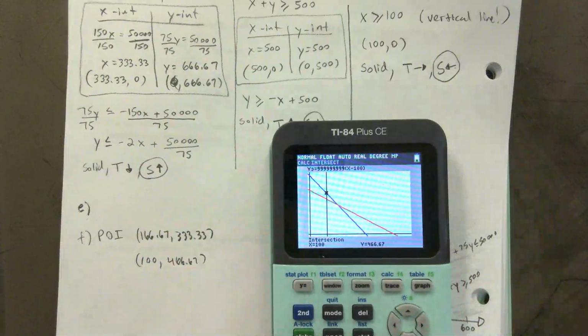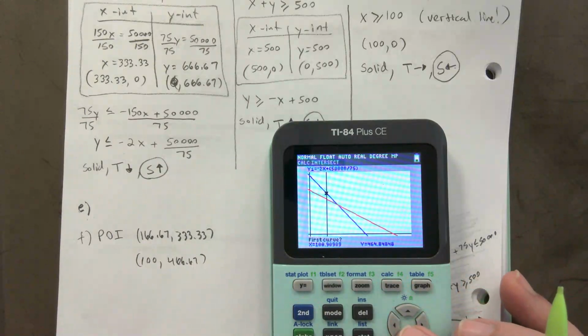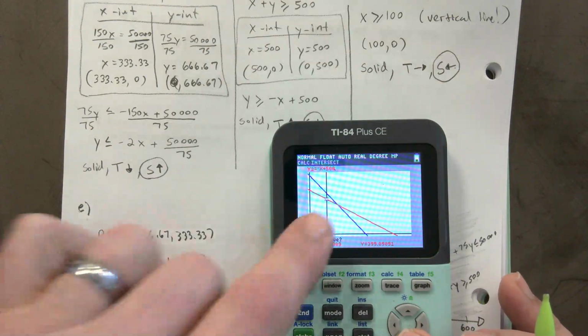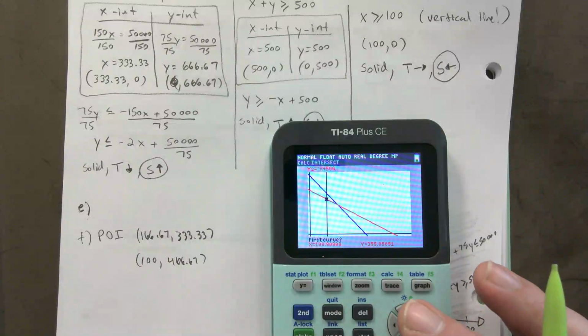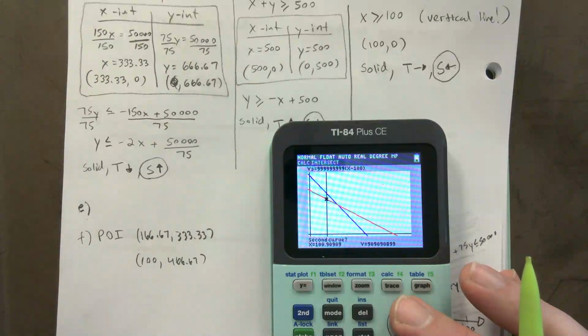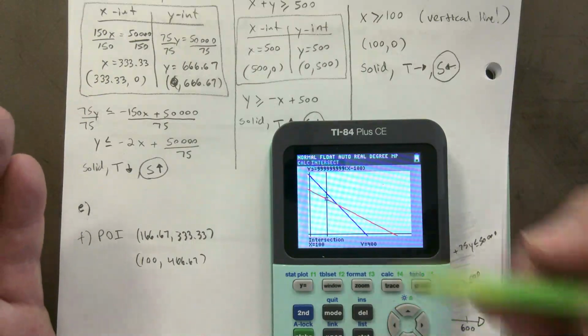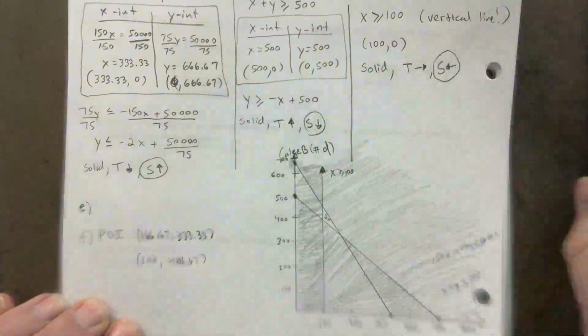corner points. One more. Second trace 5. I'm going to jump to the red line. Arrow up and down until you're red, because you want to find the intersection between the red and the black. So enter. As soon as I hit enter, it jumps to the black. That's what I want. Enter, enter. There it is. 100, 400.